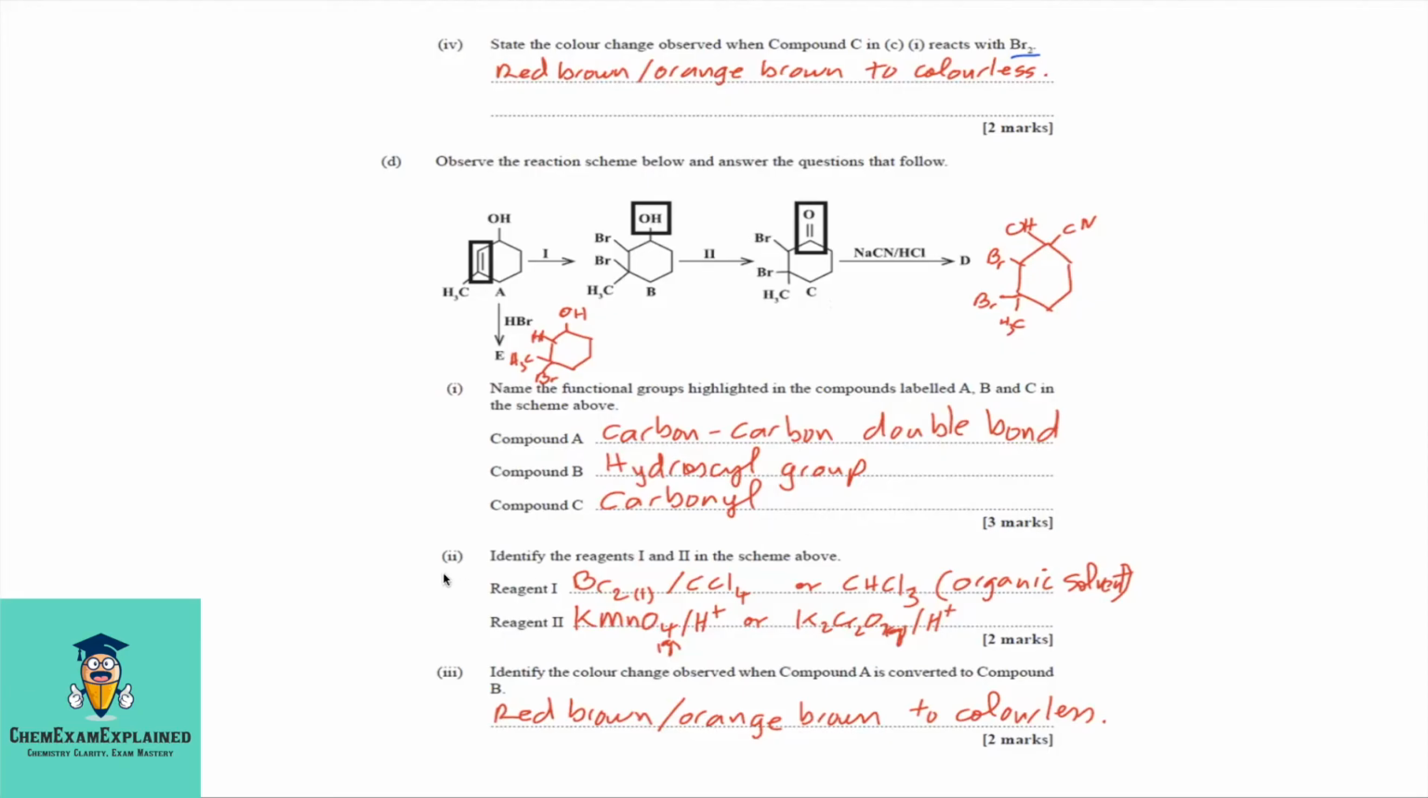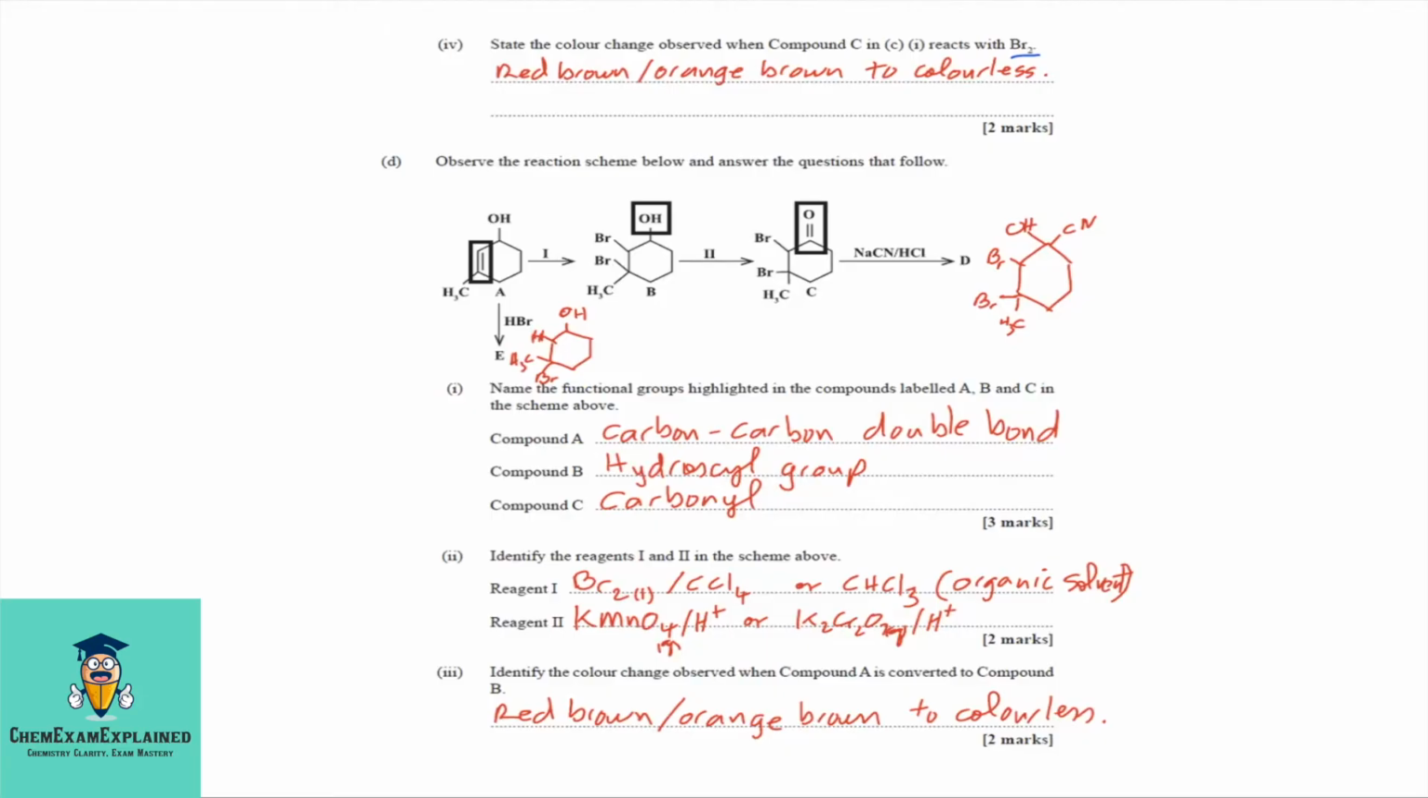Part 2, identify the reagents 1 and 2 in the scheme above. So for reagent 1, you notice that you need, of course, bromine, which is Br2 liquid, because if Br is being added across here, it must be in the liquid state, which means that it requires a carrier. In this case, an organic solvent.